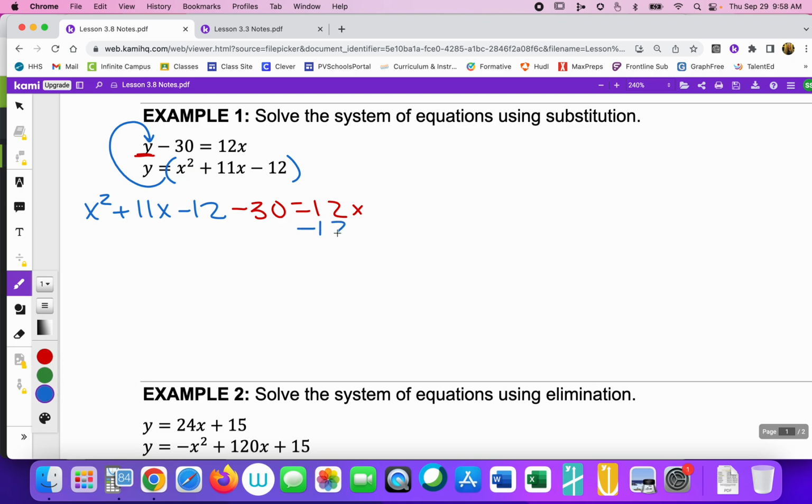Subtract 12x. So that'll put a 0 here. Now in the same step, you can combine these like terms because they're already on the same side. So get it down as simple as possible. So we would have x squared, 11 minus 12 is a negative 1x. And what's negative 12 minus 30? Negative 42. And that's equal to 0.